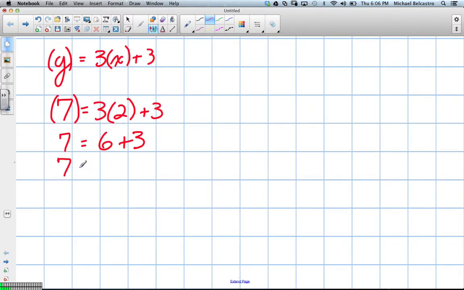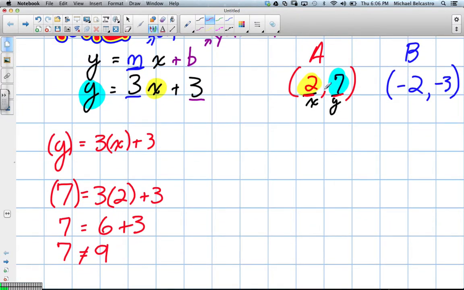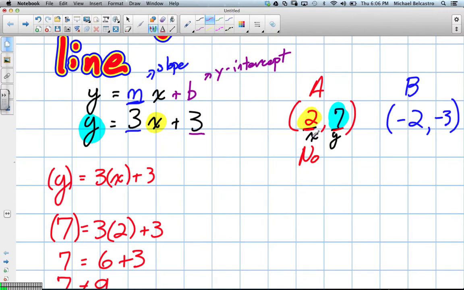So does 7 equal 9? No, so this is unequal. That's what that sign's for. It doesn't equal. So in other words, for A, no, it doesn't fall on this line. That's what we found, because the left side didn't equal the right, so that means point A didn't fall on the line.